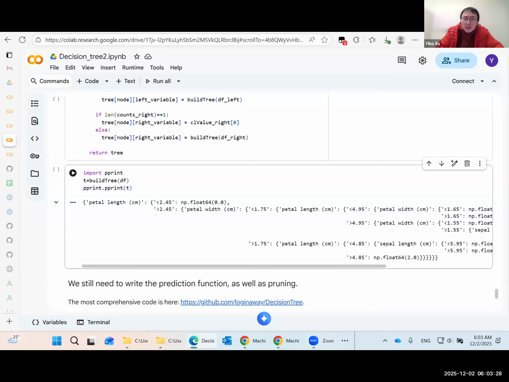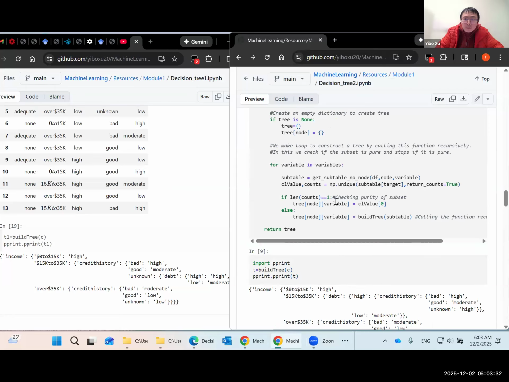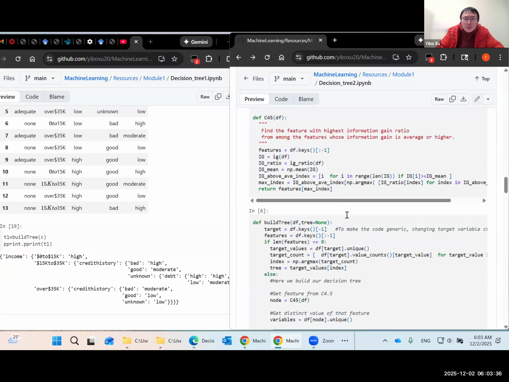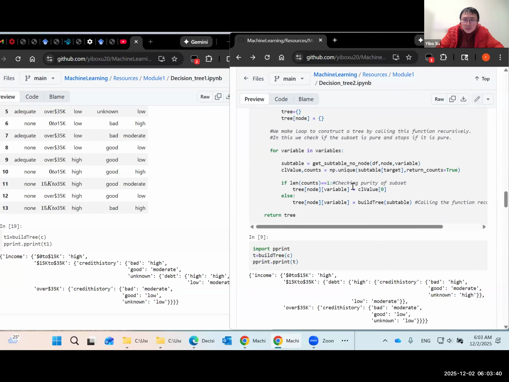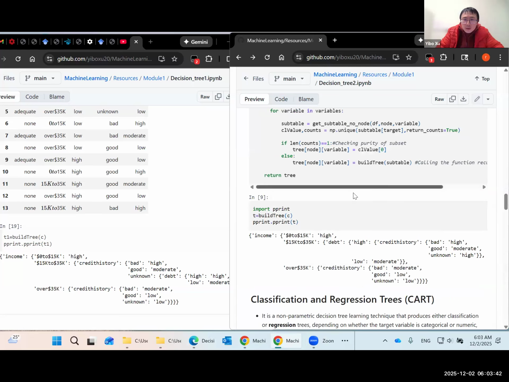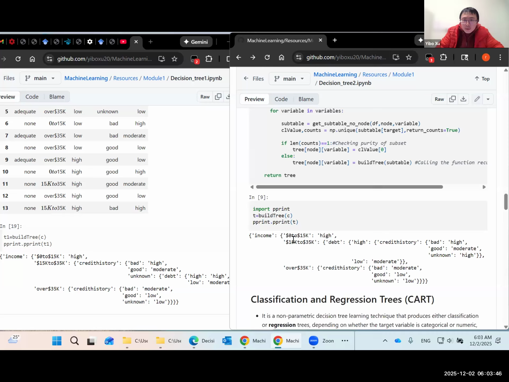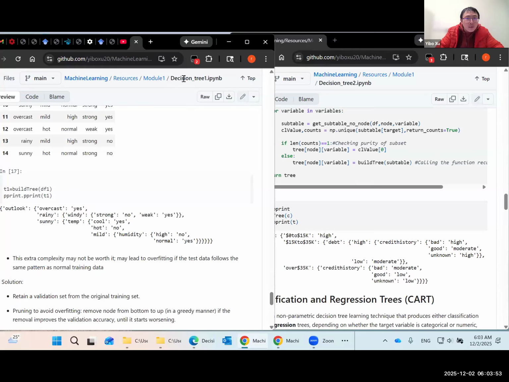Okay. So here, this is the decision tree part. This is the tree that we're looking at right here. This is the one that we modify. This is from my decision tree one notebook.